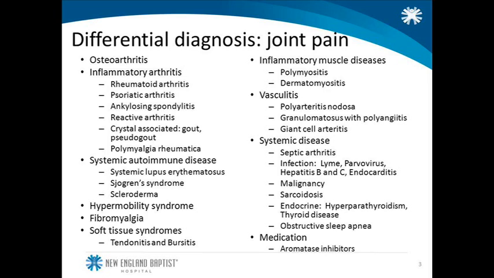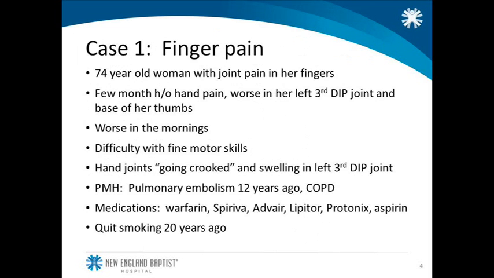In patients with obstructive sleep apnea who may not be getting restorative sleep, these patients can experience musculoskeletal pain as well. Medications should be considered in the differential diagnosis. HMG-CoA reductase inhibitors can cause myopathy and myalgias, and aromatase inhibitors that are used to treat women with breast cancer can also cause joint pain.